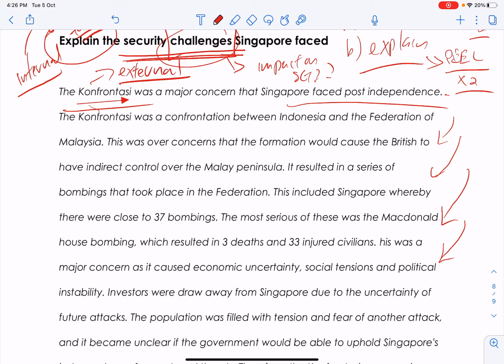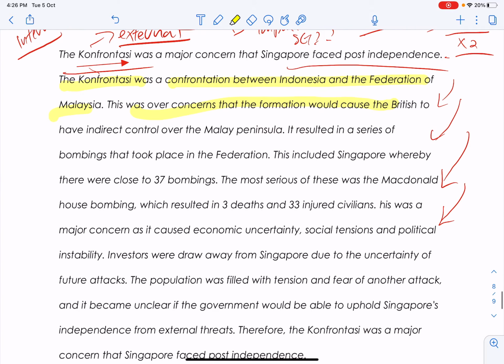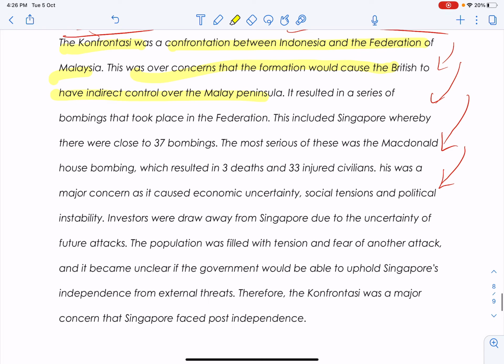Okay, what is konfrontasi? Confrontation between Indonesia and Federation of Malaya. Why are they fighting? Because of concerns over the formation of Malaysia, causing what they believe is that the British will have indirect control over the Malay Peninsula. So what did they do? In this terrorist plot, basically there are a series of bombings, close to 37, most serious of which is the McDonald House, 3 death, 33 injured.